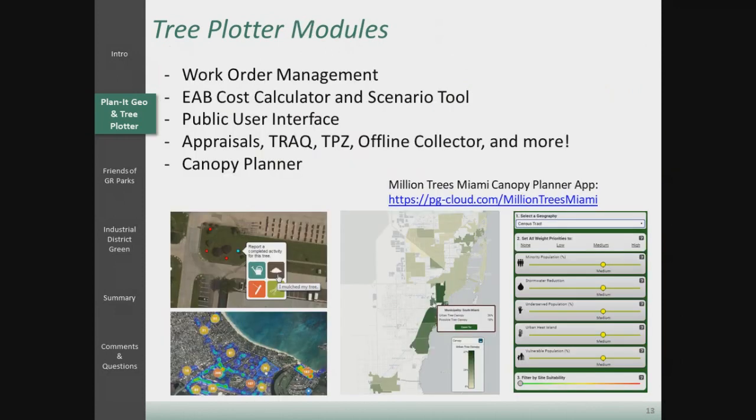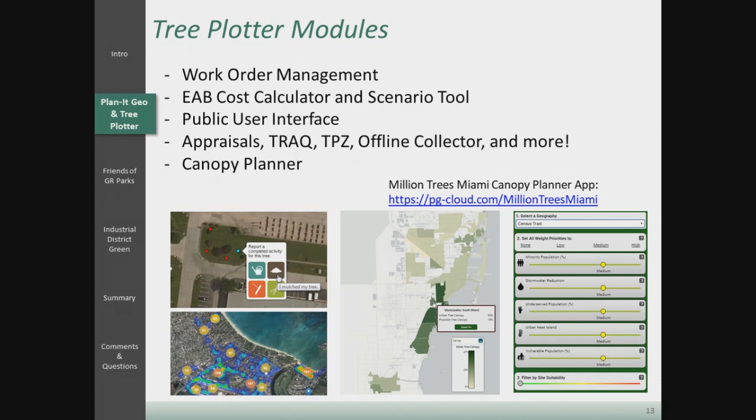And I'm just going to give an overview. I mentioned earlier that Tree Plotter is modular, so maybe you don't want all the bells and whistles to it. You just want a simple tree inventory software. You have that with Tree Plotter, but Hal will talk a little bit about work order management. Then we have other modules such as the Emerald Ash Borer Cost Calculator and Scenario Tool, a more public-friendly interface to get users and the public engaged and involved.